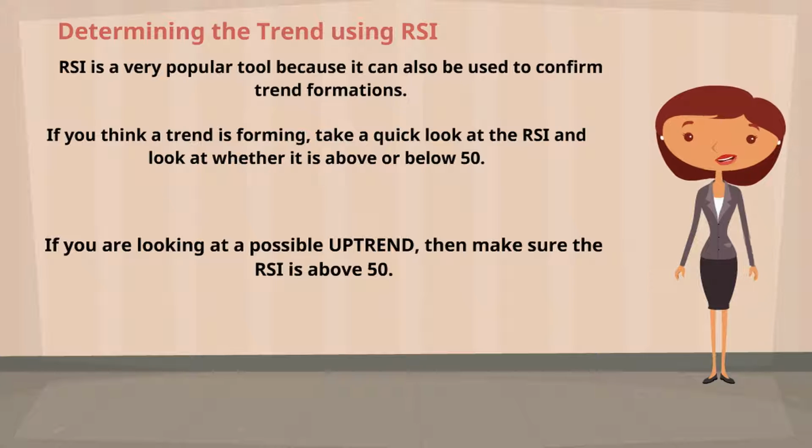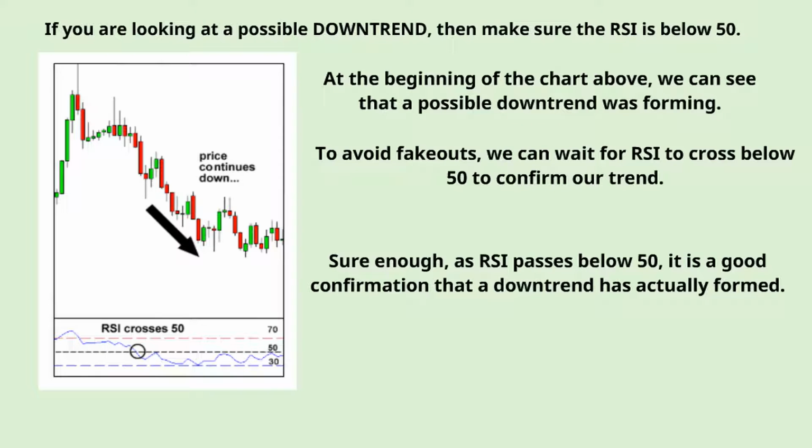Determining the trend using RSI. RSI is a very popular tool because it can also be used to confirm trend formations. If you think a trend is forming, take a quick look at the RSI and look at whether it is above or below 50. If you are looking at a possible uptrend, then make sure the RSI is above 50. If you are looking at a possible downtrend, then make sure the RSI is below 50.